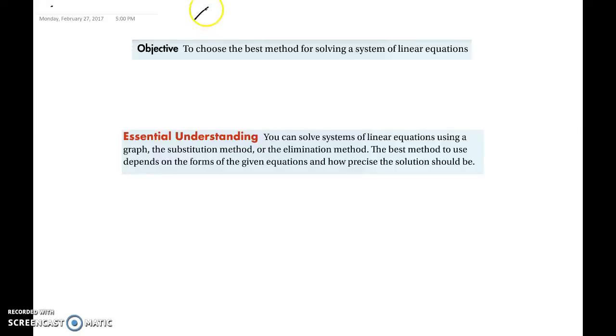All right, so for this video, we're now moving on to section 6.4. In this video, our objective is to learn how to choose the best method for solving a system of linear equations. We'll talk about this in class as to when certain methods are better or more efficient for you to use. We'll also have a slide that we'll cover in this video as well.